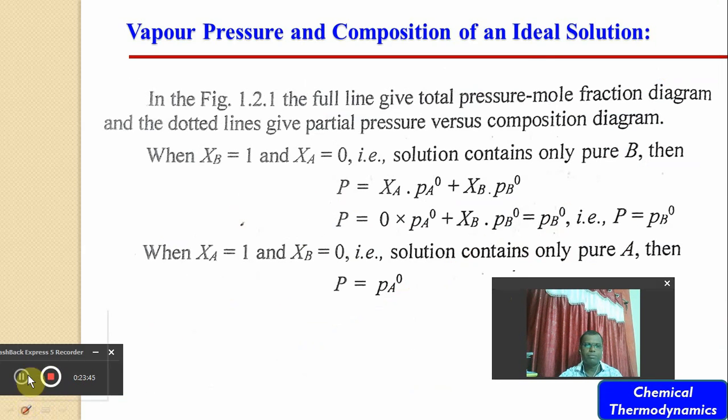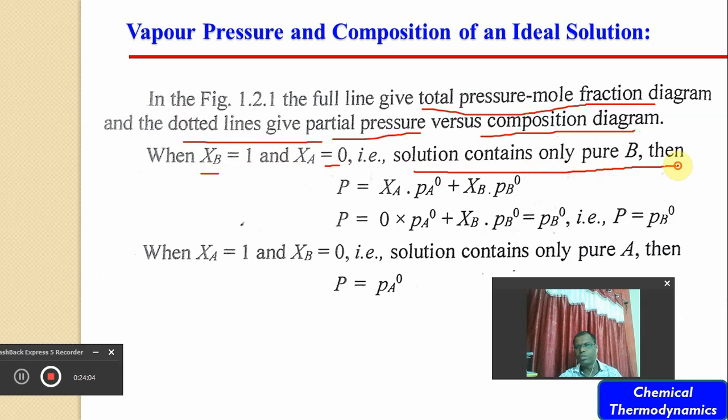The full line indicates the total vapor pressure versus mole fraction diagram, and the dotted line indicates the partial vapor pressure versus composition. Whenever the mole fraction of liquid B is equal to 1, meaning maximum, while that of the other liquid A is 0, then the solution contains only pure component B. In that case we put xA equal to 0 and xB equal to 1, and definitely we get the equation P is equal to PB0, meaning the total vapor pressure of the system will be equal to the vapor pressure of pure component B.